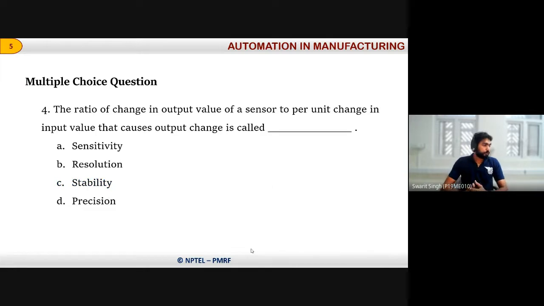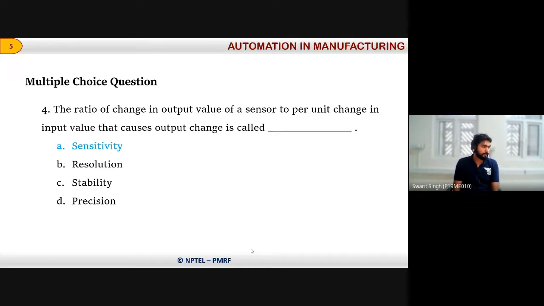So the fourth question is on your screen again. The ratio of change of output value of a sensor to per unit change in input value that causes the output change is called what? Is it sensitivity, resolution, stability, or precision? Okay, so the answers are: B, Prince is saying A, Rajesh A, Sudeep A. Yes, sensitivity is the answer.